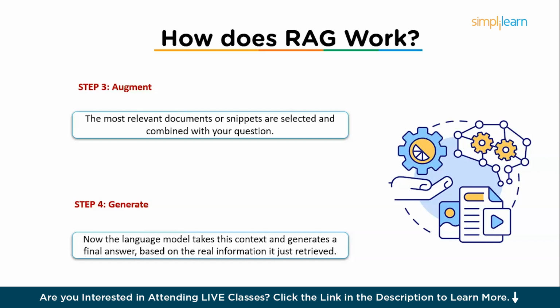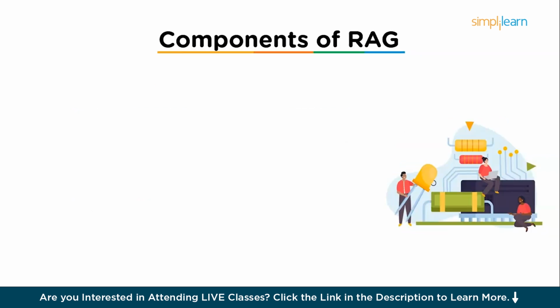Then let's move on to the next chapter and see the core components of the RAG pipeline. In this chapter, we will understand about the core components of the RAG pipeline. To understand how Retrieval-Augmented Generation works, we first need to meet its core building blocks. The RAG pipeline is not a single model. It's a smart system made up of multiple components, each playing a unique role.